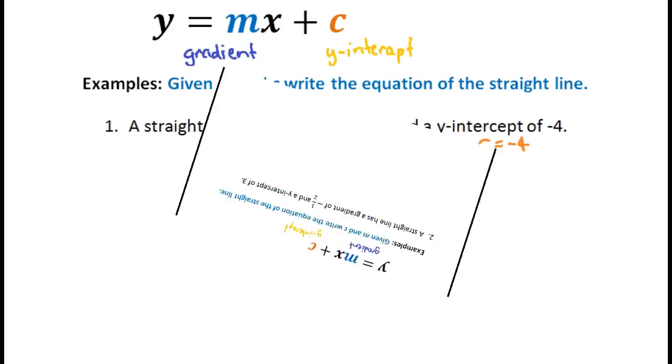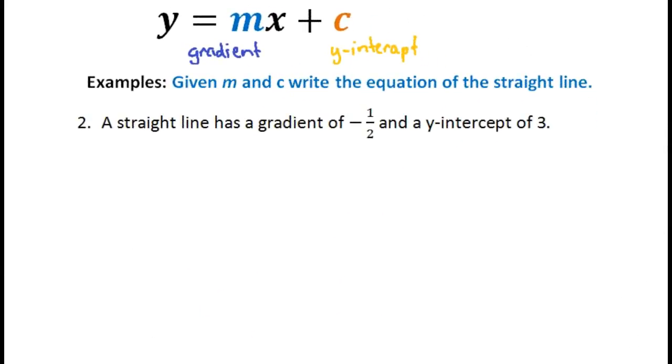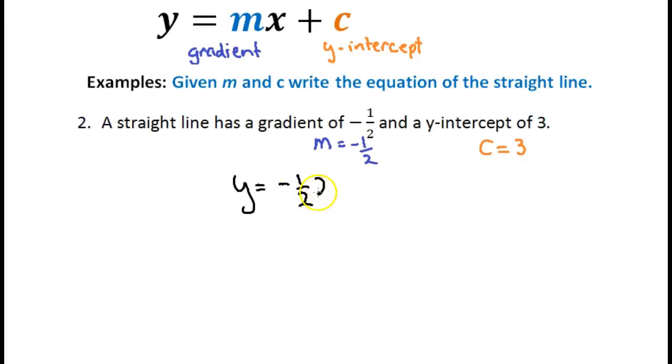In the second example, we have a straight line with a gradient of -1/2 and a y-intercept of 3. So m is -1/2 and c equals 3. We look at the rule, y equals m, which is -1/2, x plus 3. Now sometimes it's better to write -1/2x like this. That way we know for sure that the pronumeral is in the numerator. But both ways are correct.